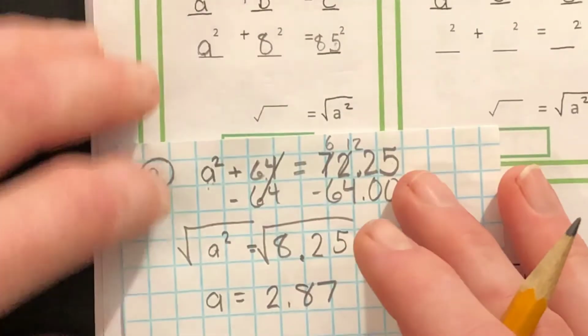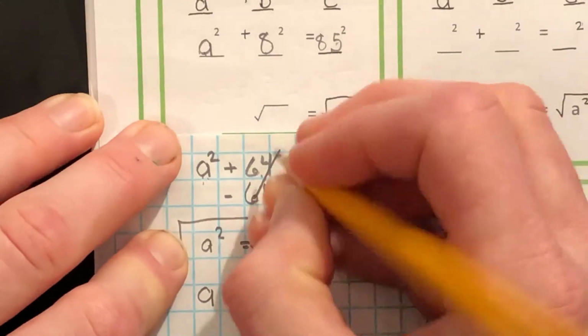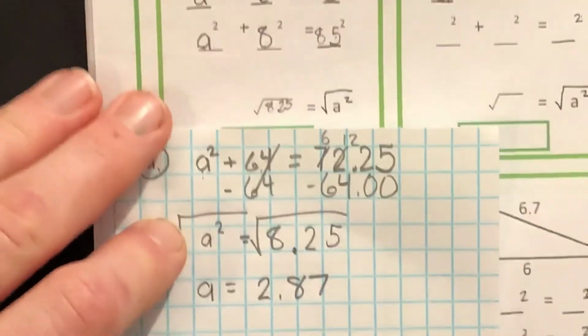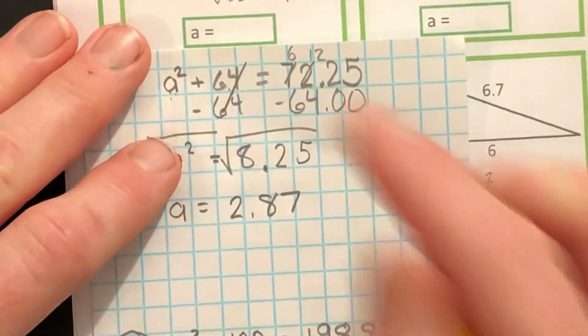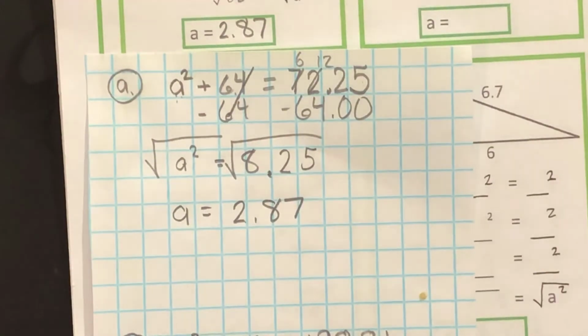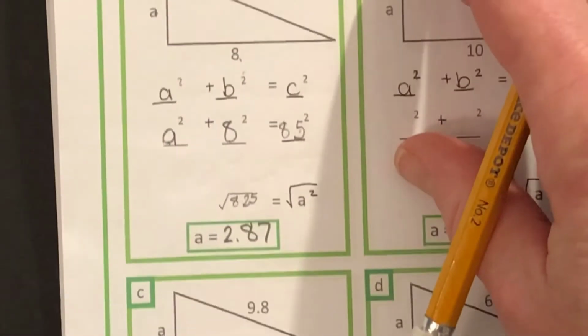When I come back to this, this was 8.25, and the final answer is 2.87. So that's A for you.